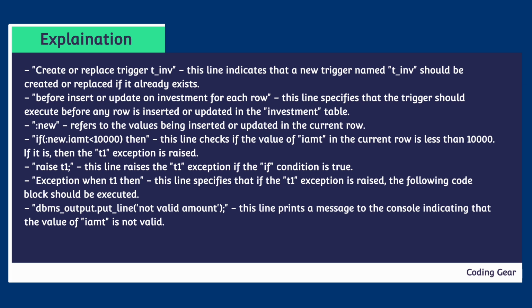Exception when T1, then this line specifies that if the T1 exception is raised, the following code block should be executed. DBMS_OUTPUT.PUT_LINE('Not valid amount'). This line prints a message to the console indicating that the value of IAMT is not valid.